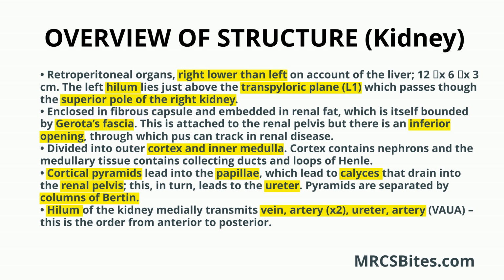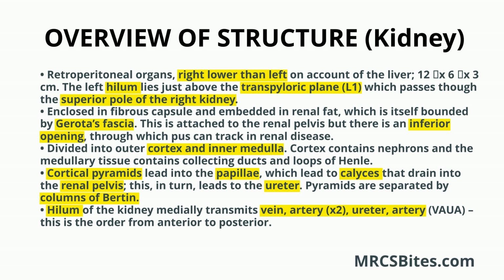Overview of structure. Retroperitoneal organs, right lower than left on account of the liver. 12 by 6 by 3 centimeters. The left hilum lies just above the transpyloric plane, which passes through the superior pole of the right kidney, enclosed in fibrous capsule and embedded in renal fat, which is itself bounded by Gerota's fascia.